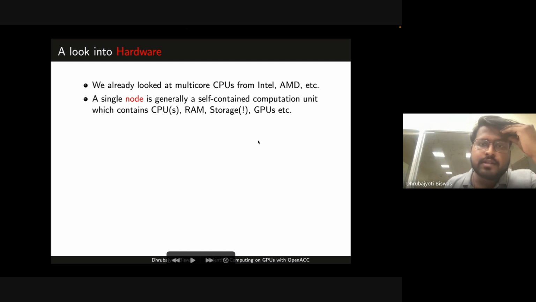So we define, generally in the HPC and parallelization domain, a single node as a self-contained computation unit, which contains CPUs, RAM, storage, GPUs, etc. What can be a node? Your workstation can be a node. Your laptop can be a node. These are all single-unit self-contained units of computation, which have their own CPU, own RAM, own storage, and some other cards like GPUs.